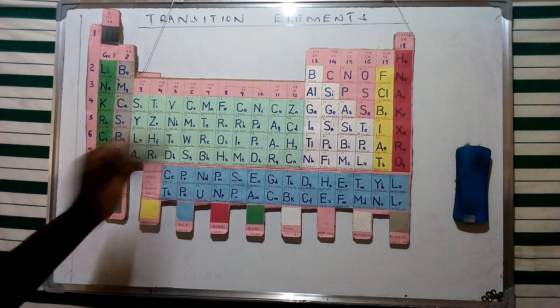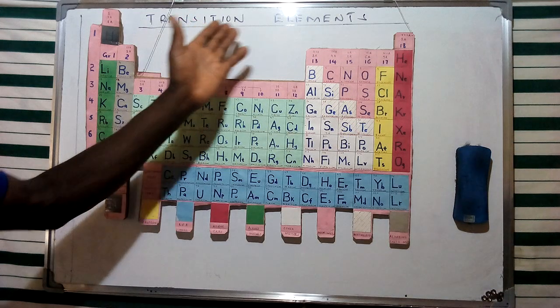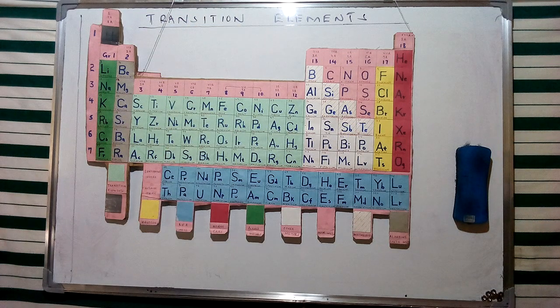Now, having mentioned that these specific elements which fall under the category of transition elements are metals, we are going to expect that they display various characteristics of metals which we have listed in our introductory part to the concept of S and P block elements.